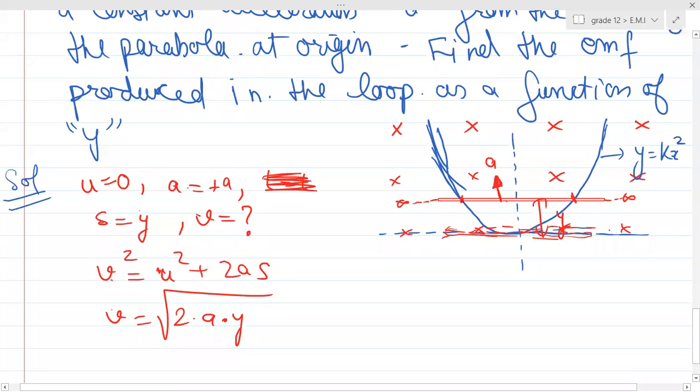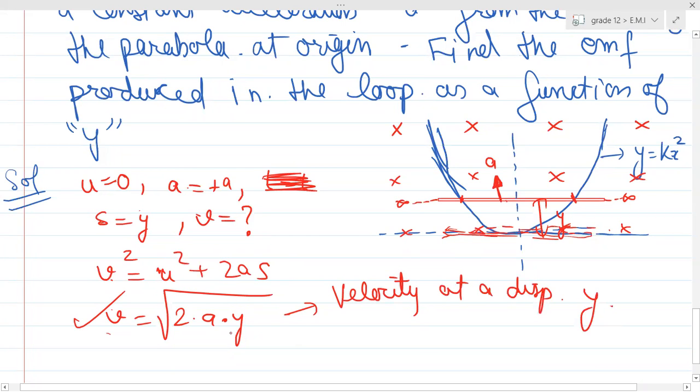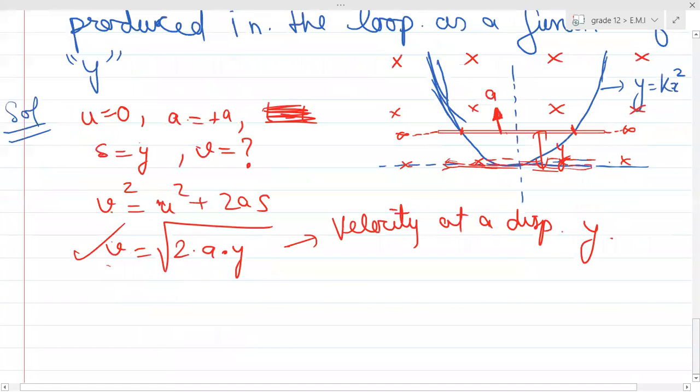Guys, did you understand that when it started with a constant acceleration a, at a displacement y, the velocity will become this much? Velocity at a displacement y. Once you calculate the velocity, you know with what velocity it is moving, right? So EMF will be equal to B into L into V, right?